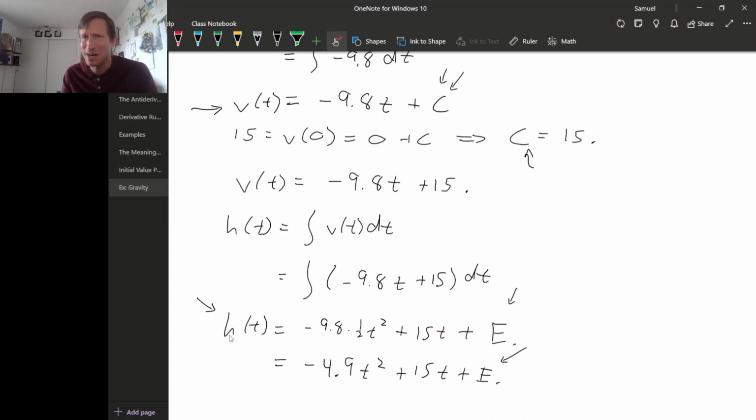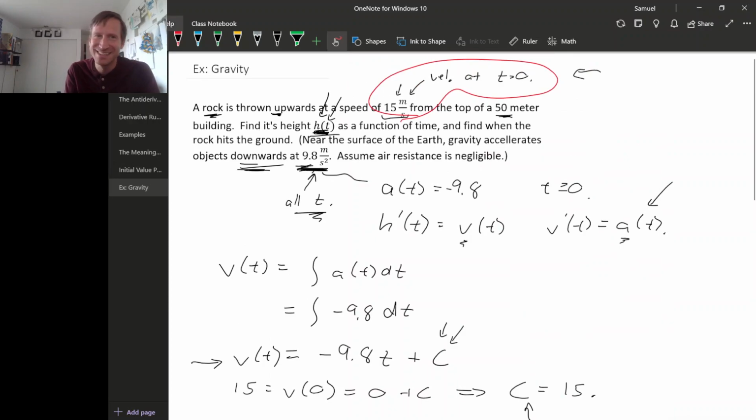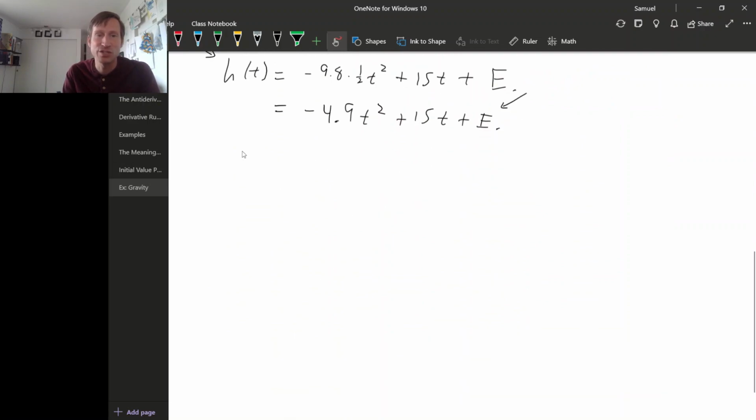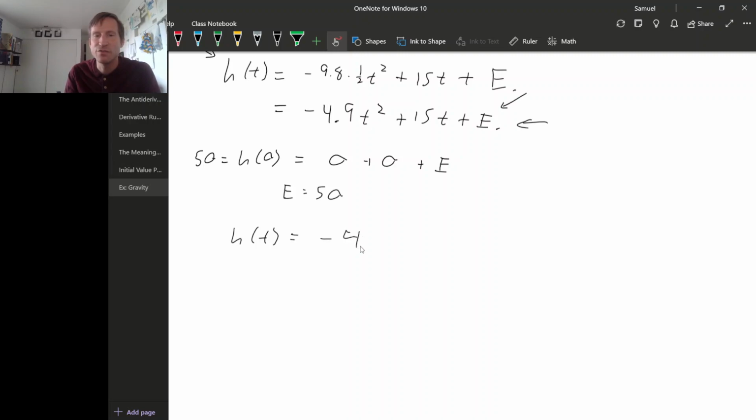Do we know anything about the height of the rock? Yes, we do. Since we're starting at 50 meters, that means h of 0 has to be 50. So we can use that as an initial value for this height function. Now we can plug t equals 0 into our formula for h, and we get 0 plus E, and so E has to be 50. So now we know our height function. That's negative 4.9t squared plus 15t plus 50.